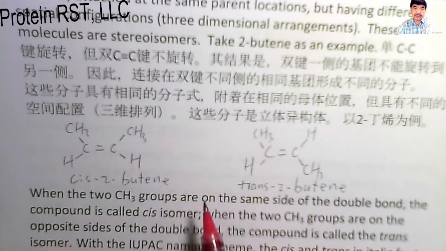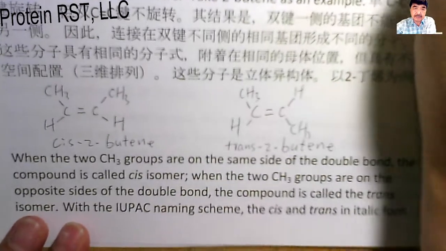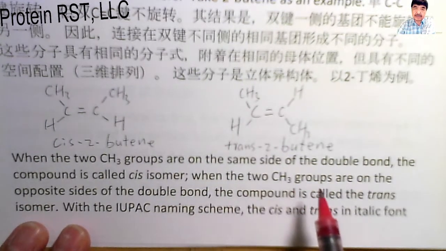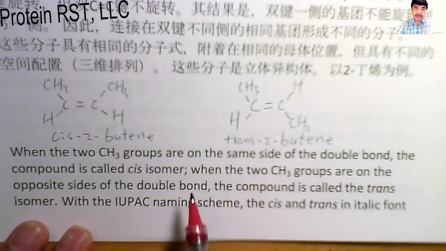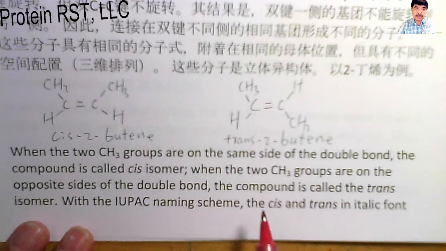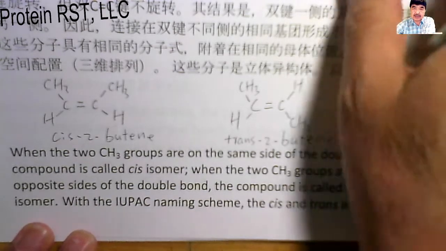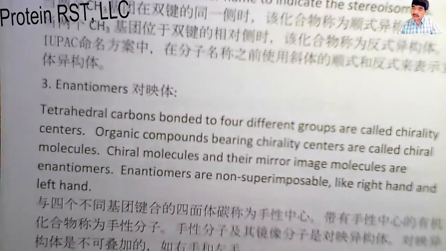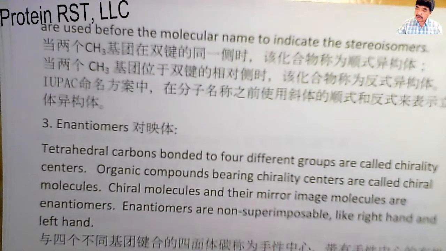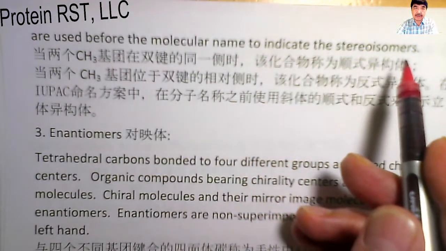When the 2 methyl groups are on the same side of the double bond, the compound is called the cis isomer. When the methyl groups are on opposite sides of the double bond, the compound is called the trans isomer. In the IUPAC naming system, cis and trans in italic font are used before the molecule name to indicate the stereoisomers.